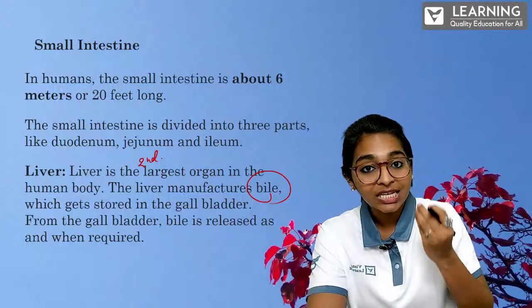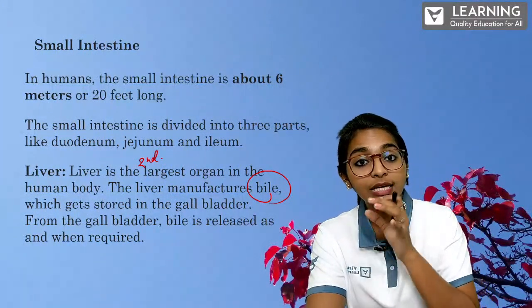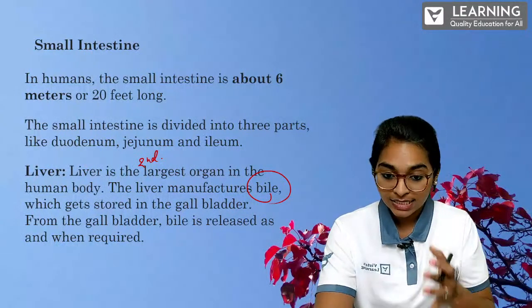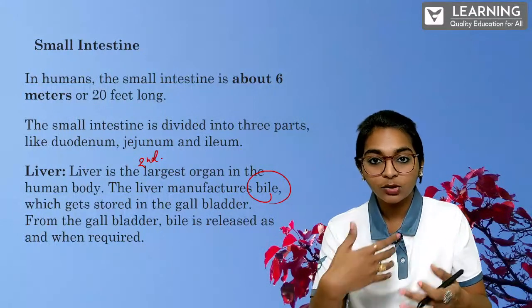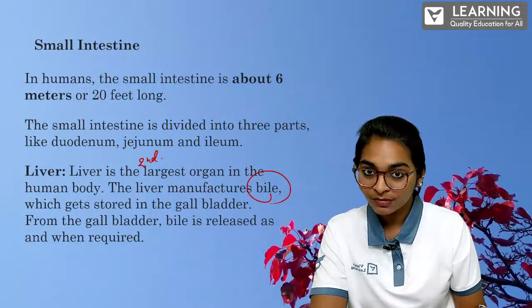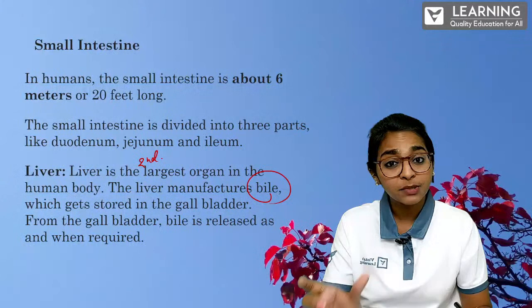So it is actually a liquid which is produced in the liver. It will get stored in the gallbladder for some time. So what is the major role of bile? I'll just tell you again. To be very clear, it helps in emulsification, it helps in absorption, and it also helps in digestion of especially fat.